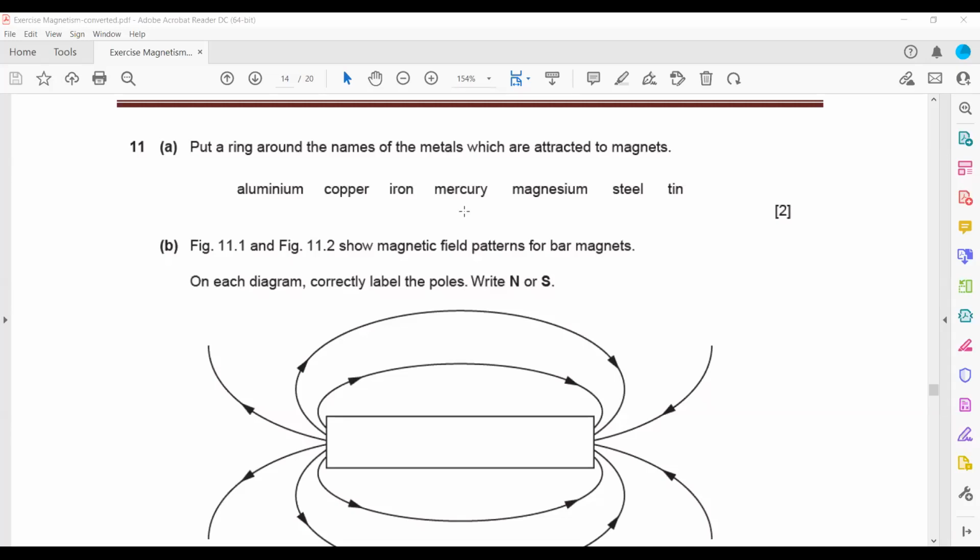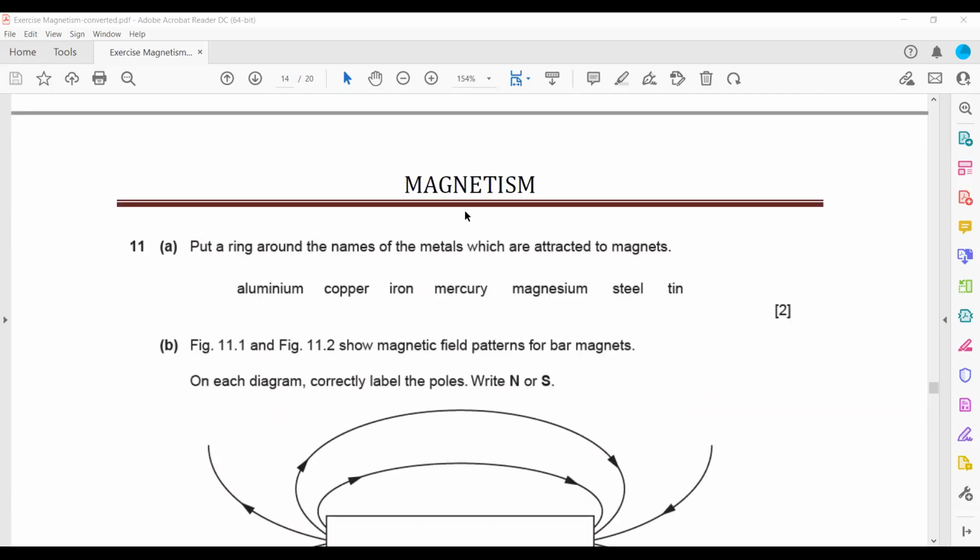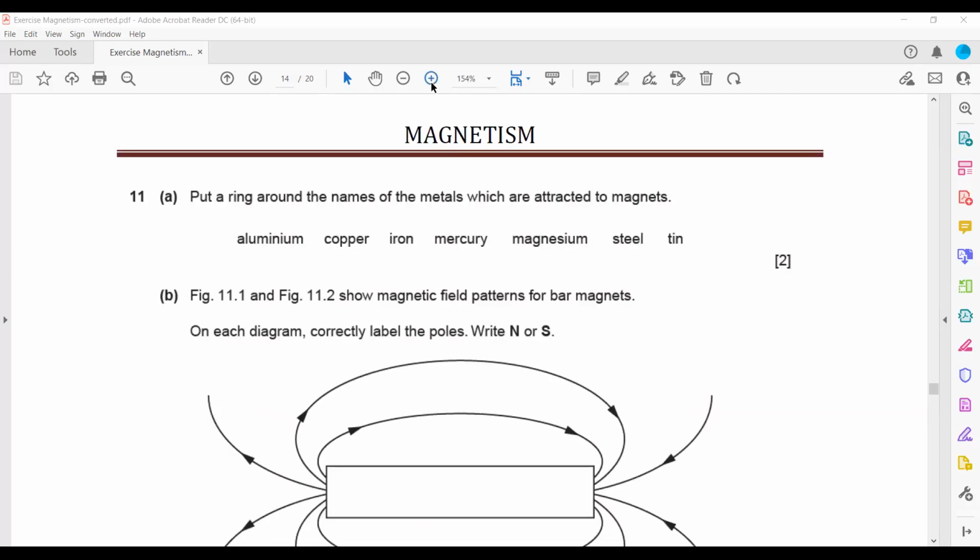So in this question, put a ring around the names of metals that are attracted. Not all the metals are magnetic materials. We have iron, nickel, cobalt. These are the magnetic materials. Steel, they are attracted towards the magnet.